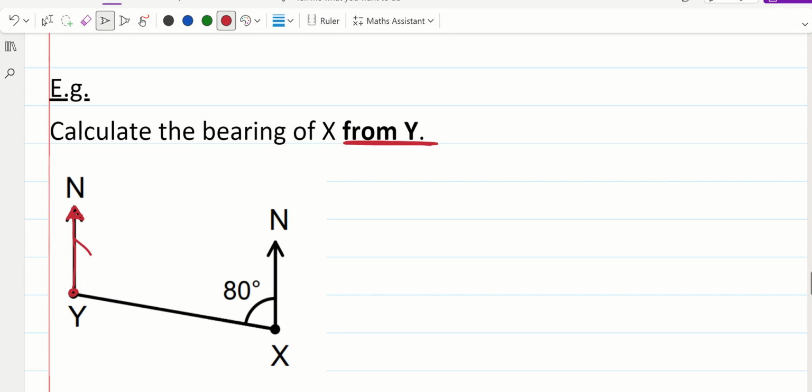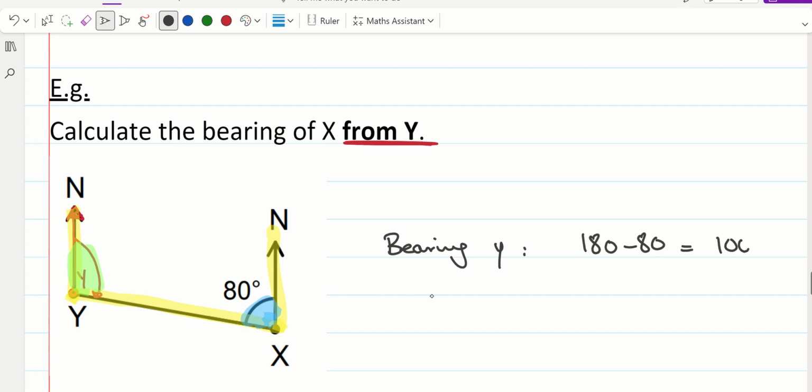Maybe I should call it Y. Well, I know that these are co-interior angles. So I know that these two, this one and that one, add up to 180. Therefore, the bearing that I want, which is Y, is going to be 180 minus 80, which is 100 degrees.